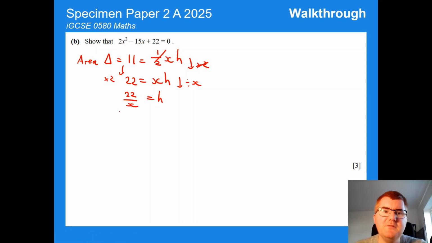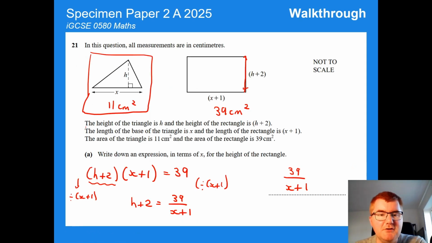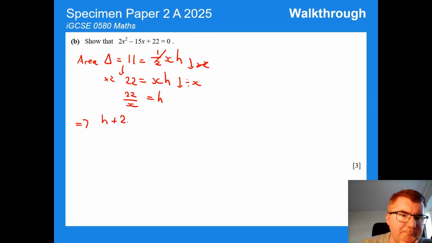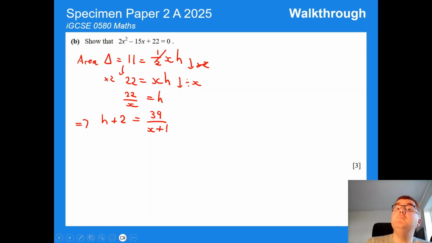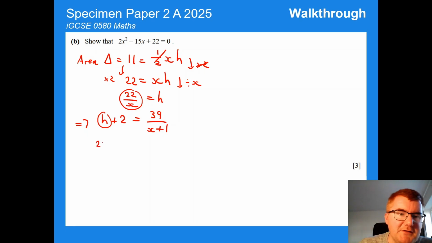So notice we've got this formula here. We've also got from the previous part of the question that h plus 2 is equal to 39 over x plus 1. So we can combine these things together. If we want to combine this together, we can replace our h in here with 22 over x. So we get 22 over x plus 2 is equal to 39 over x plus 1.